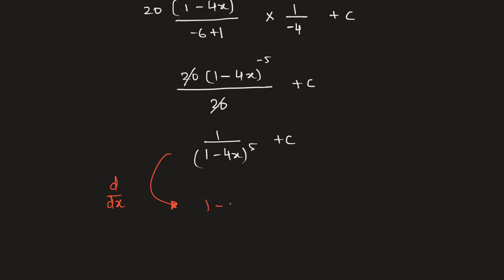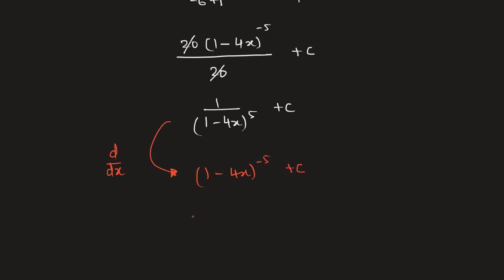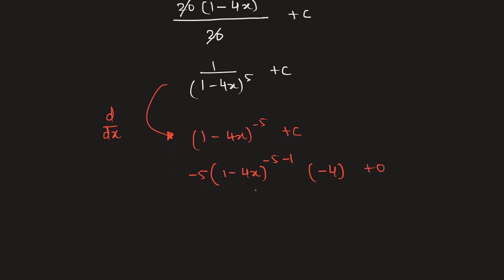So I can rewrite this as (1 - 4x)^(-5) + c. Now if you differentiate this part, you get -5 times (1 - 4x) to the power -5 - 1. Okay, now we'll do the inside bracket differentiation. Differentiation of this would be -4, so in the case of differentiation we multiply, and differentiation of a constant is 0. Now let's simplify. -5 into -4 would be 20.